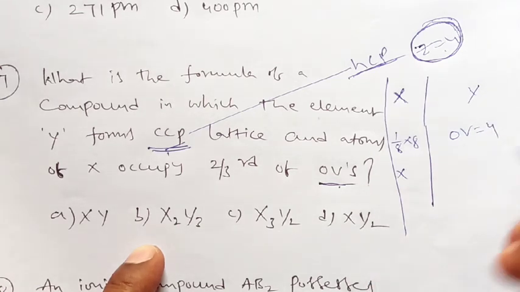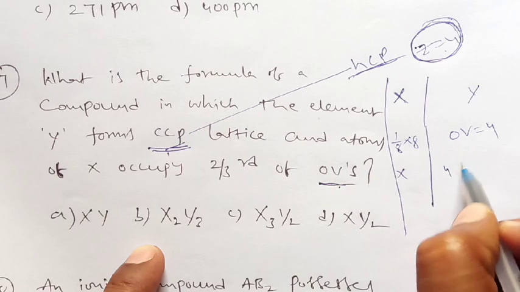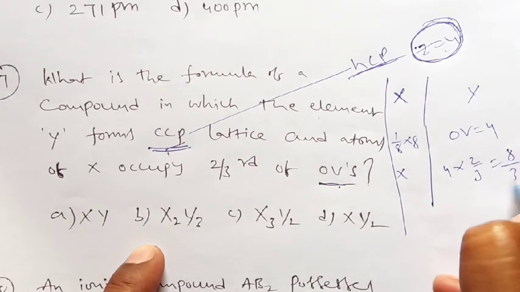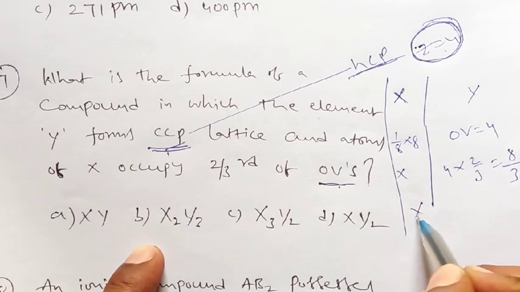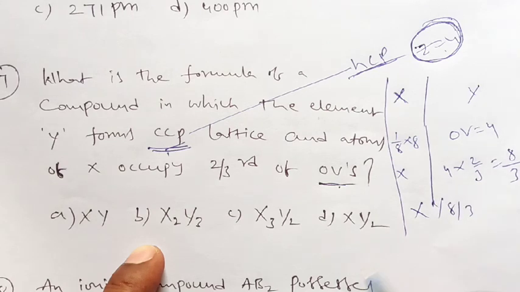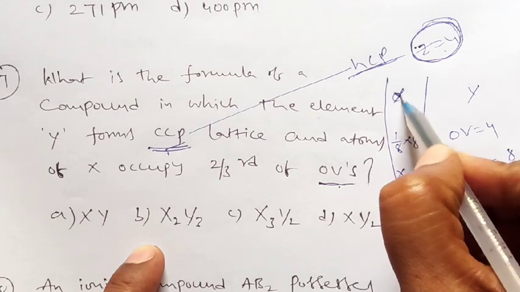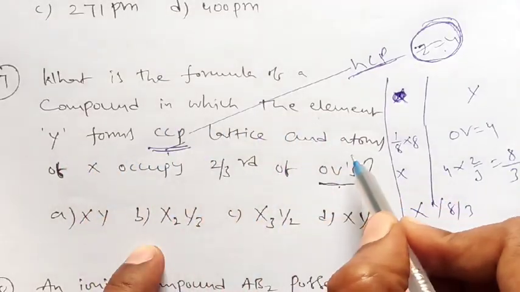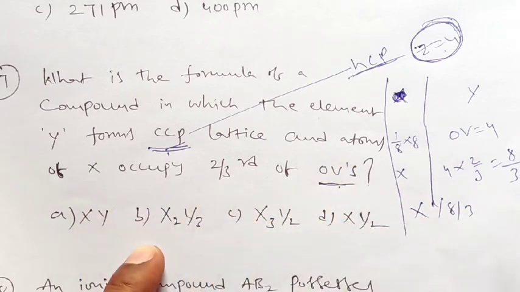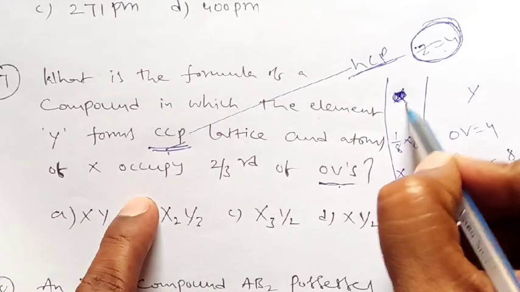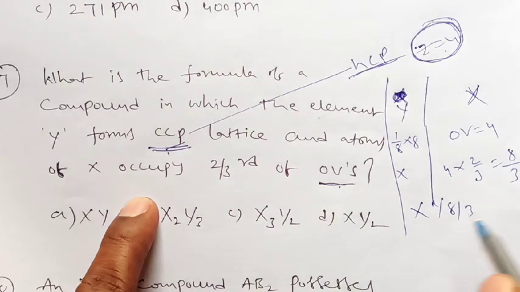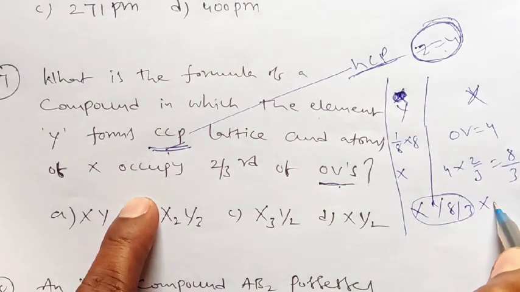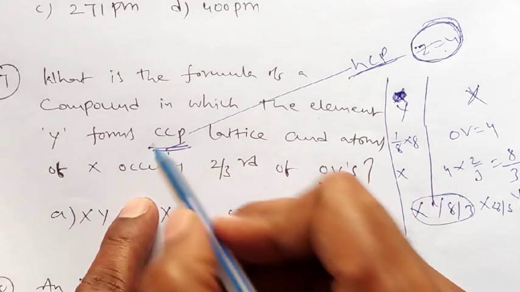But only 2 by 3 are occupied. That means 4 into 2 by 3. What will we get here? 8 by 3. Now what is the contribution? Sorry, reverse: this is Y, because in the compound the element Y forms the CCP lattice and atoms of X occupy the voids. That is why you take this as Y and this as X. Now what will we get here? X is 8 by 3 and Y is 4, because 4 atoms.